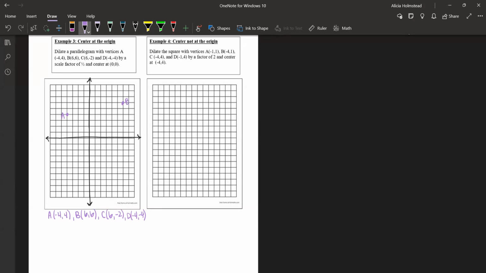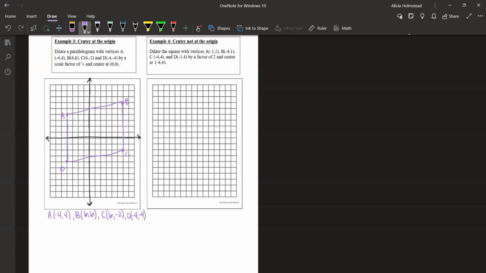There's B. C is at 6, negative 2. And D is at negative 4, negative 4. Okay, so that image that we have to start with is a parallelogram. Hopefully you remember that.